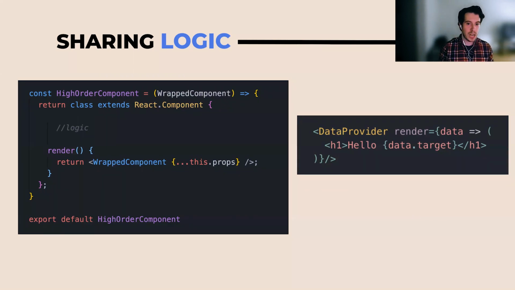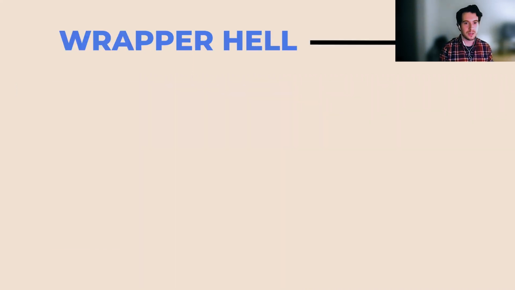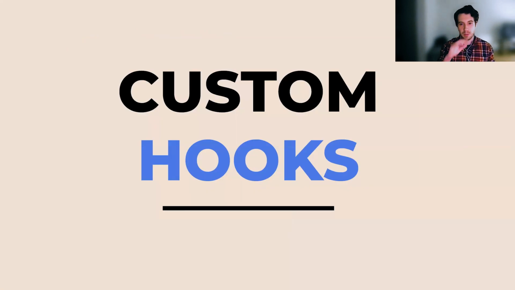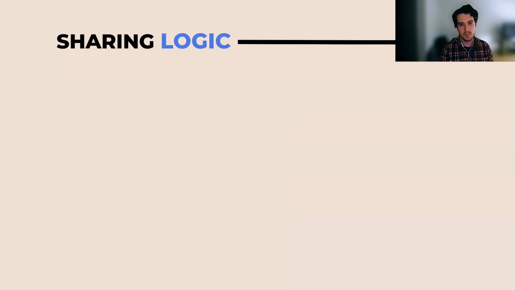Or we can use render props, but we have to wrap our components. And if we want to use multiple pieces of logic, we can quickly wind up in wrapper hell. Not great. So what's the solution? In addition to all the built-in hooks we've discussed, you can also make your own custom hooks.